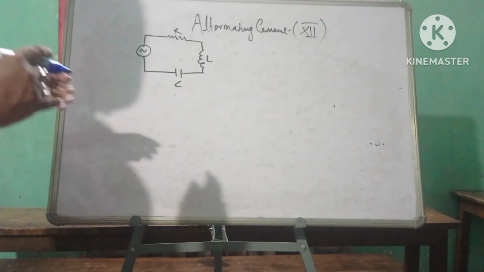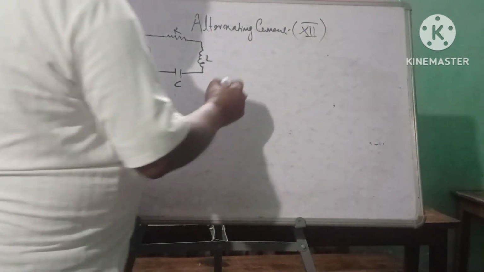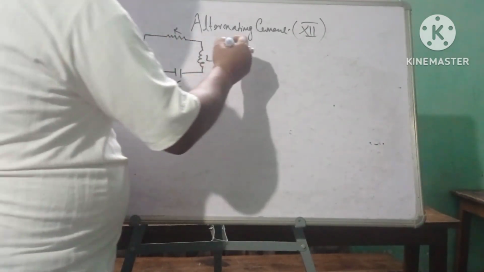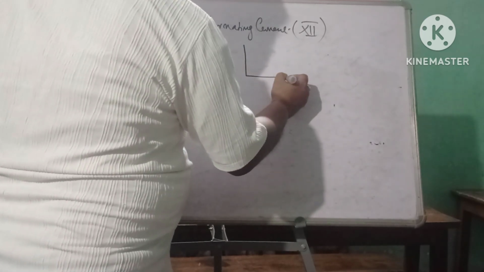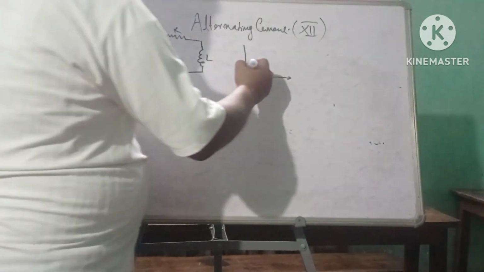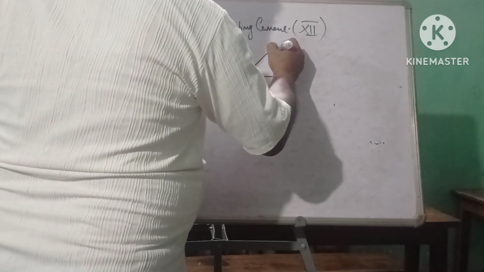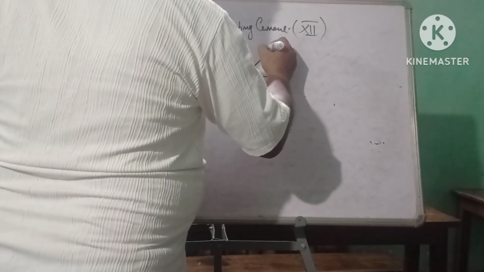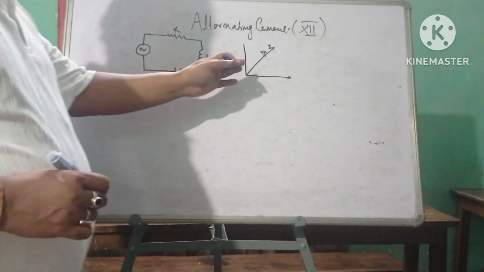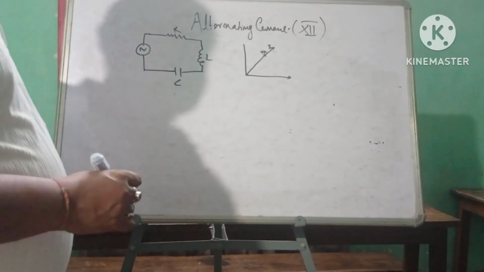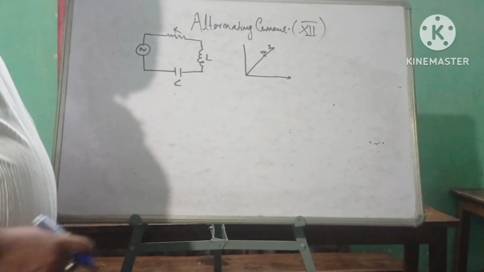I am going directly to the phasor diagram. So here this is very important, and here you see your phasor diagram. In your phasor diagram, that is your resistance, this is V and R and I. This has been considered as the mean reference.